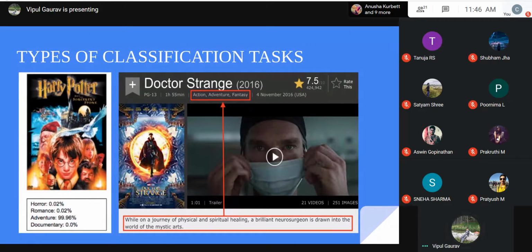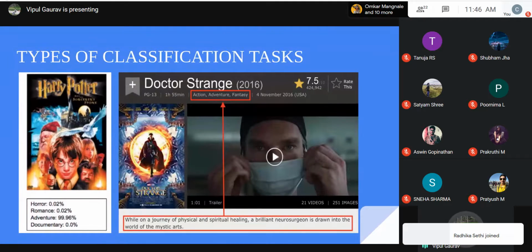Now, imagine a movie like Doctor Strange, right? So Doctor Strange can be an adventure movie as well, but at the same time, it has that Marvel connection to it. So it must be action based also and very fictional. So it's fantasy based also. So I can't really restrict it to only one of these labels. I have to assign it all these three labels since it belongs equally possibly to all these three categories, right?